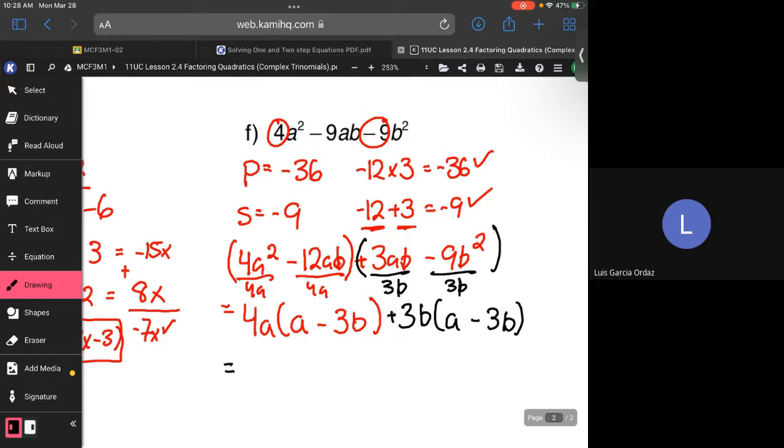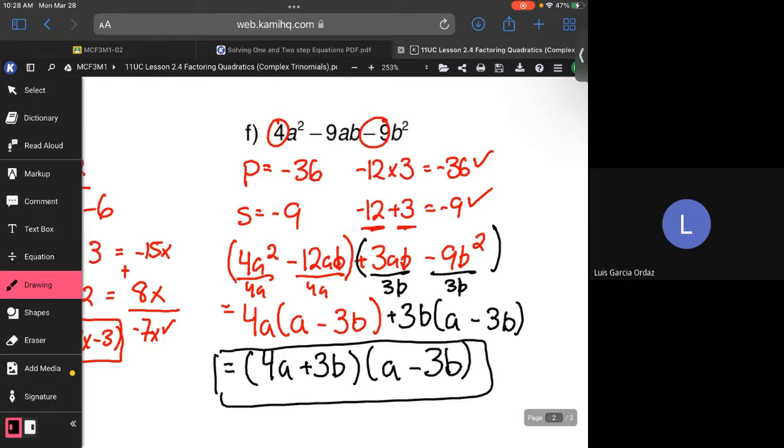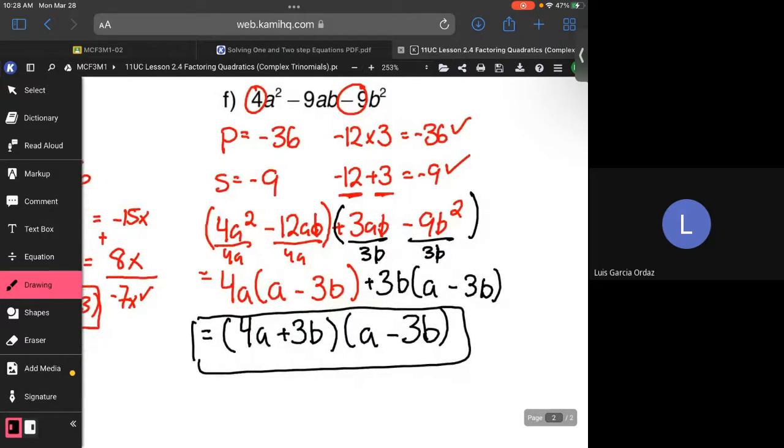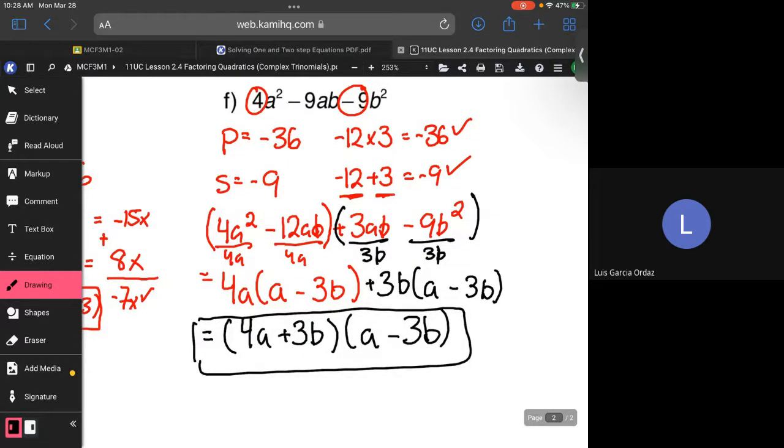So what's my final answer then? Jade? A bracket 4a plus 3b, close the bracket, and then a minus 3b. Good. Yep. I always put a 1 before the a. Would that be wrong? It's just not correct notation wise, because I know that a is just a by itself. I don't need to know that it's being multiplied by 1.